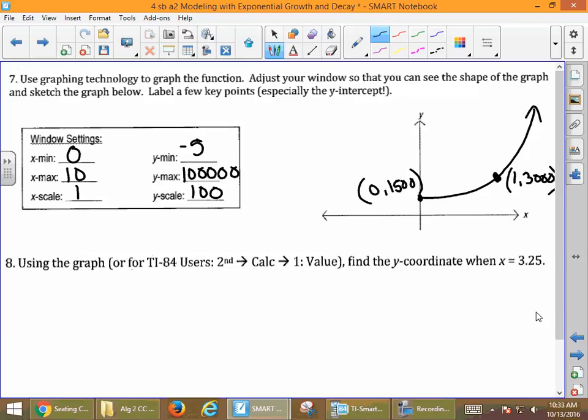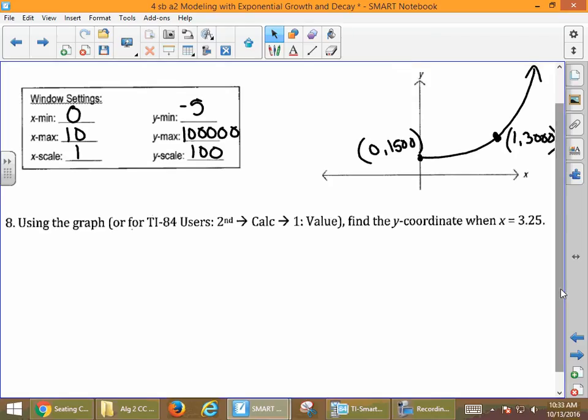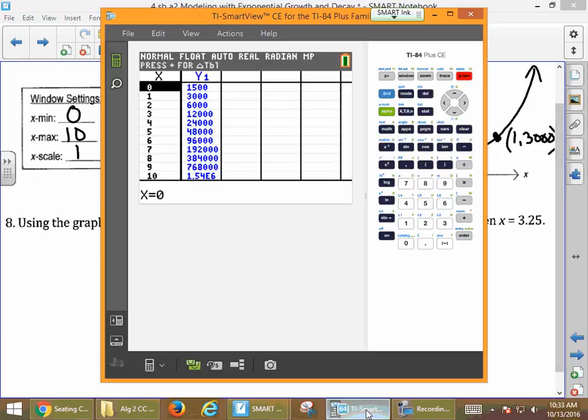Now it says using the graph. For TI-84 users, we type in second, calculate, number 1. For Inspire users, I bet you have to go to menu, and I do need to look. I've got to get batteries for my calculator to do that, but I can help at some point with the Inspires. But what we want to know is find the y-coordinate when x is 3.25. And we already know what the value is. We found it algebraically just a minute ago. But how can we find it on our calculator?